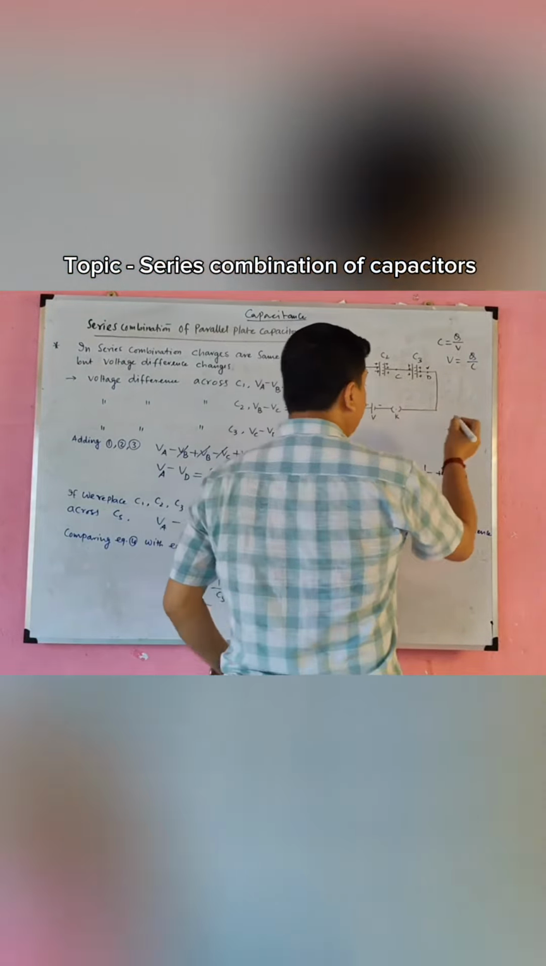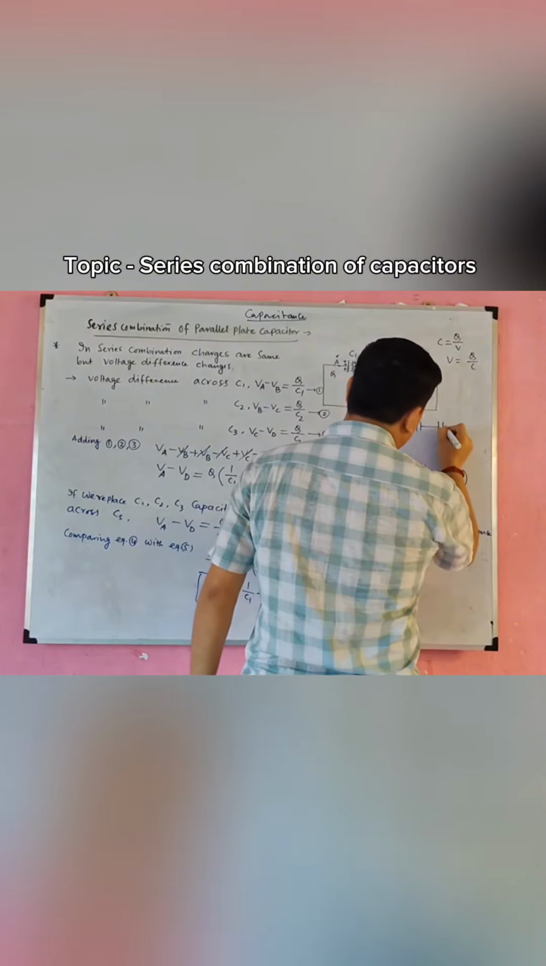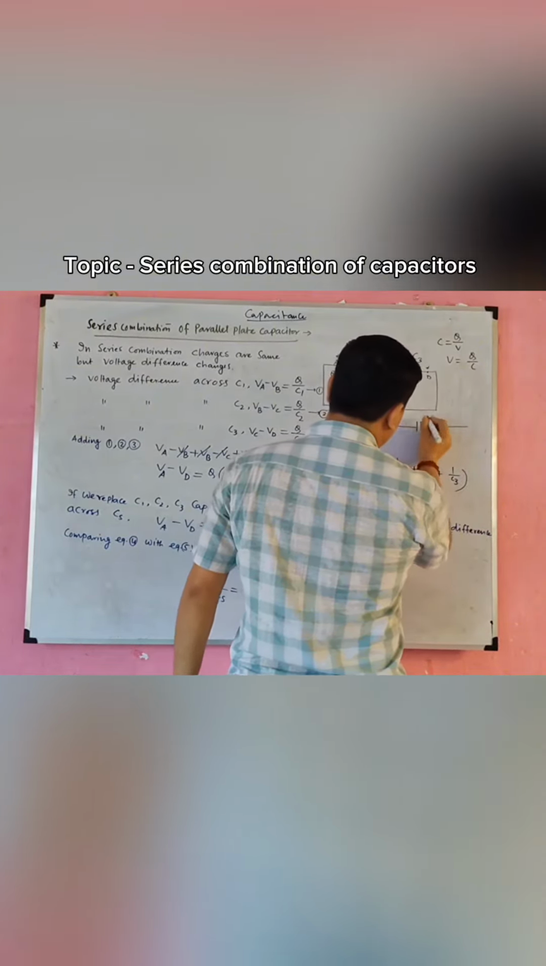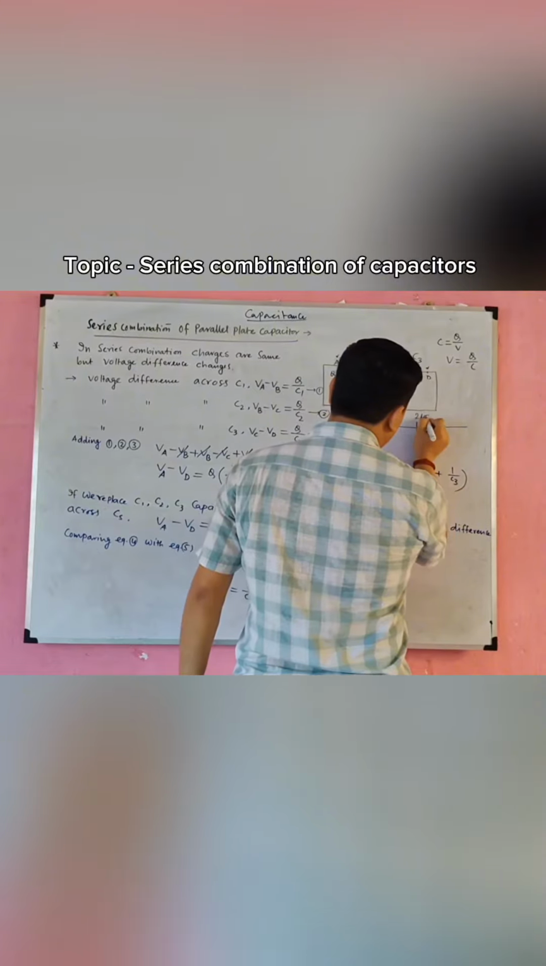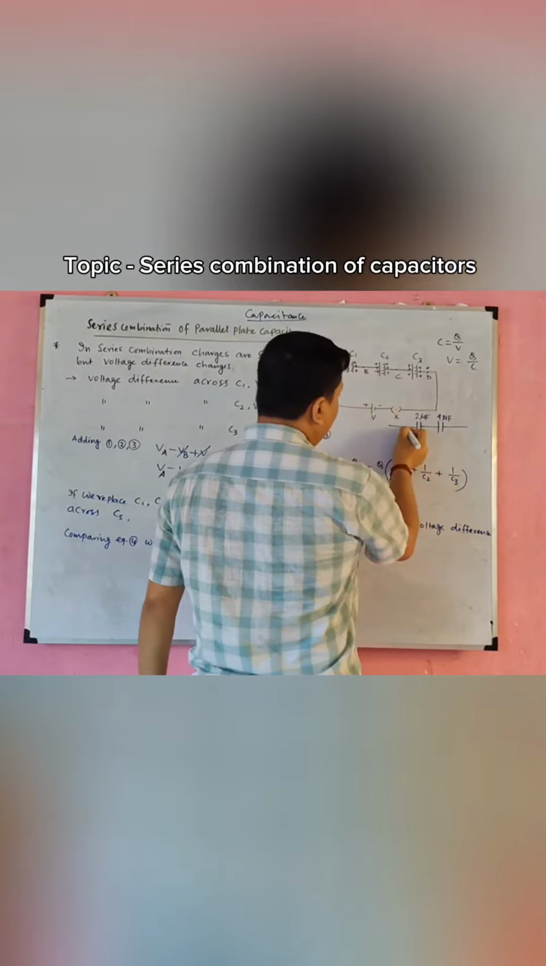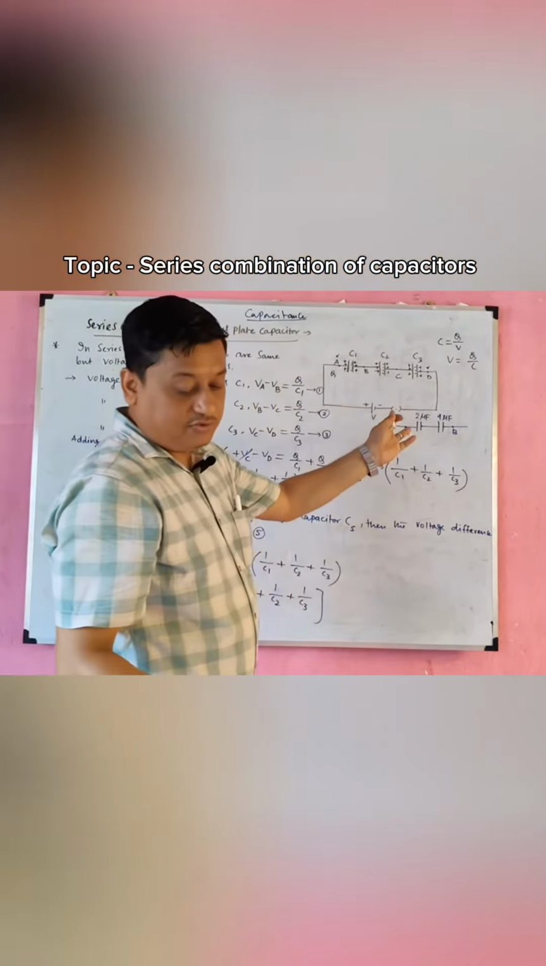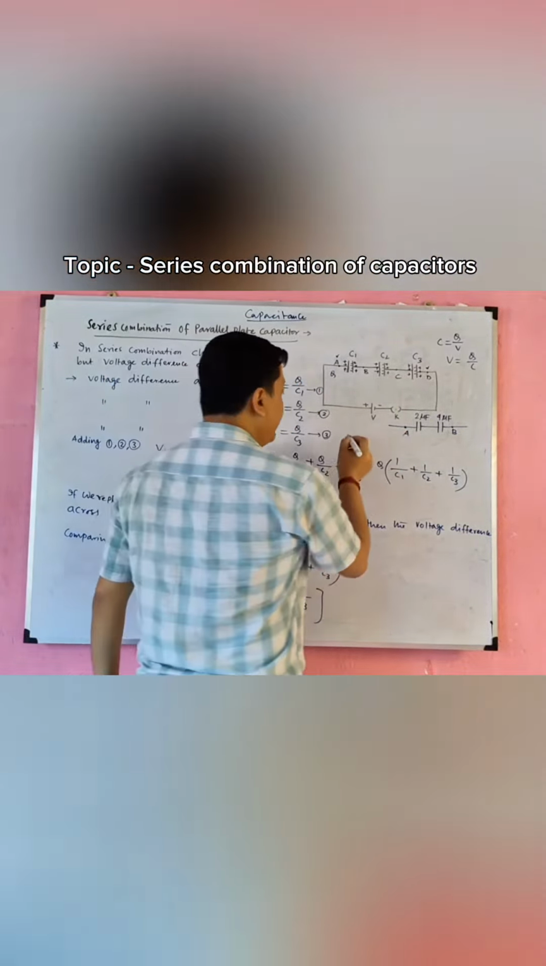So in most cases you can see, suppose there are two capacitors, one is this and another is this. This is 2 microfarad and another is 4 microfarad, and both are connected in series. So what is the resultant capacitance between 2 and 4? How can you find out?